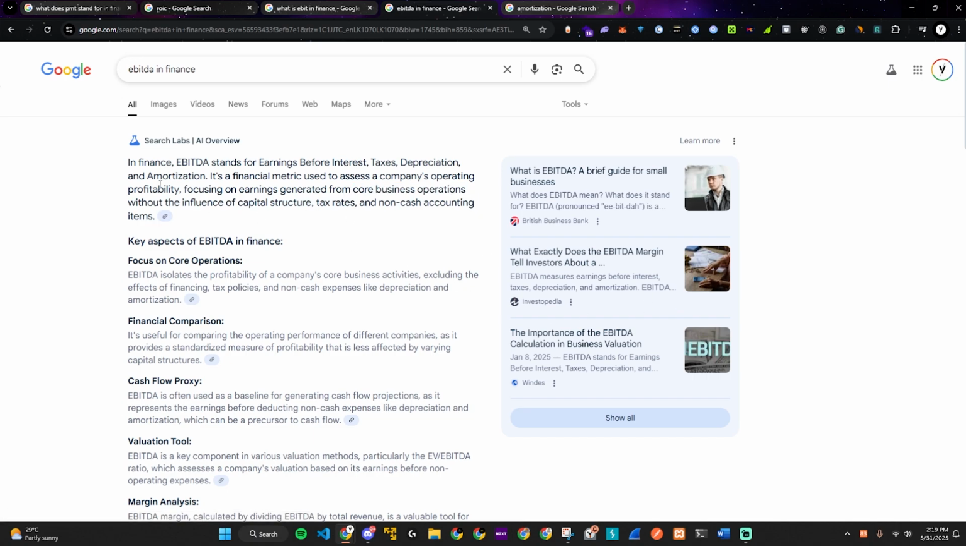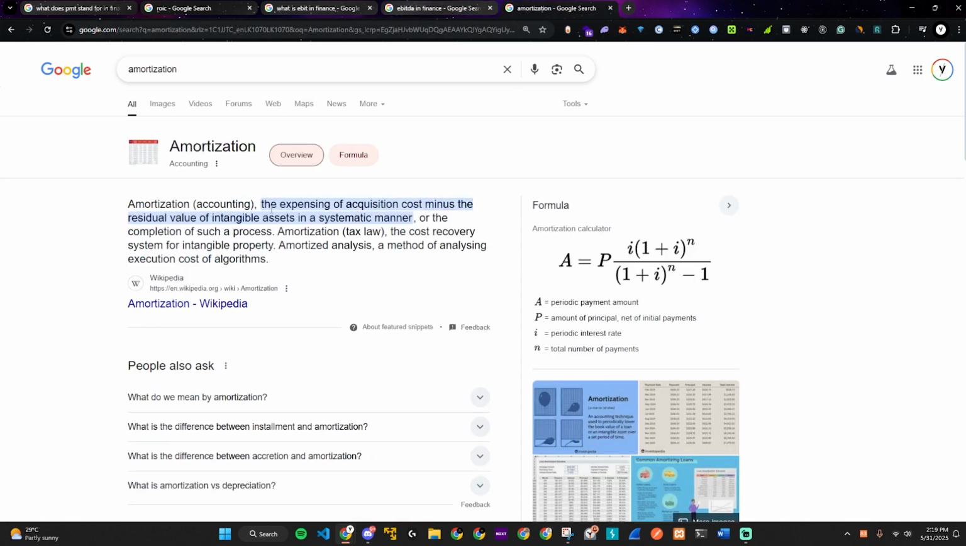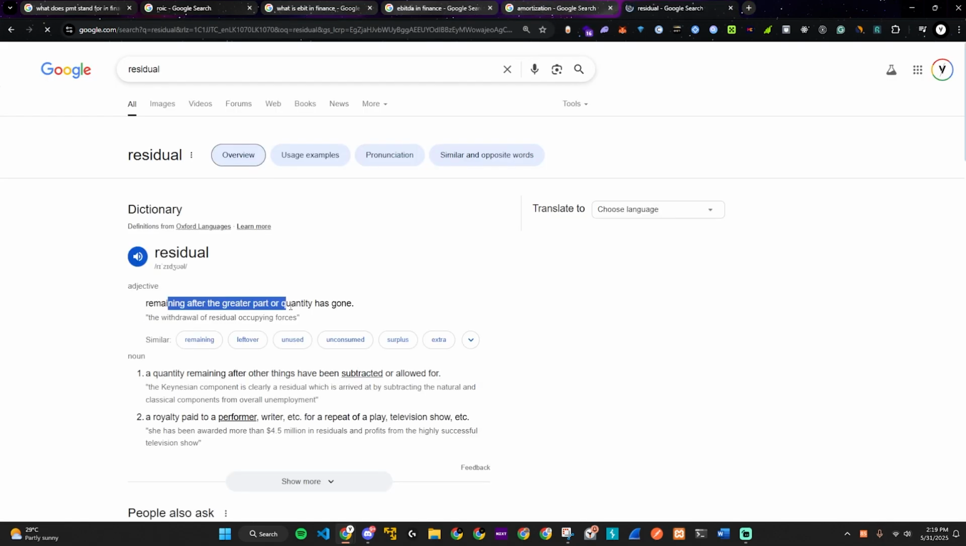Okay, valid. So let me just do that again. In finance, EBITDA stands for earnings before interest, taxes, depreciation, and amortization. Amortization is the expense of acquisition cost minus the residual value of intangible assets in a systematic manner, right? Residual is how much is remaining after, right.